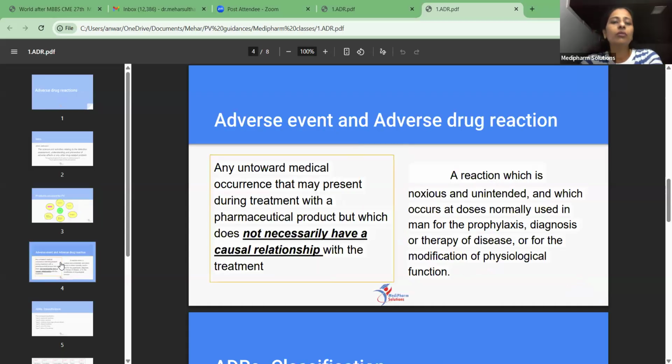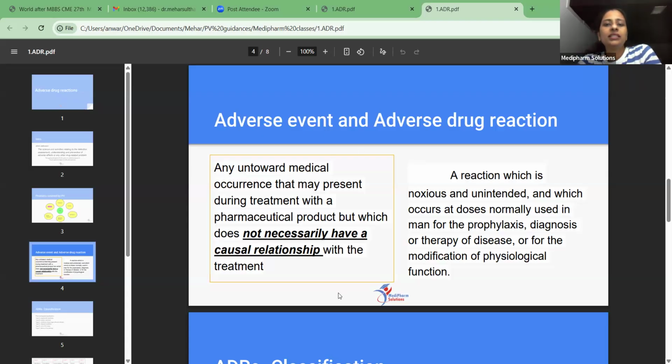Now let's get into proper pharmacovigilance, which is the difference. What is an adverse event and an adverse drug reaction? Definitely you will be asked this question in your interview. They will not ask you to give the definition. You will be assessed based on your understanding. Do you really understand what is an adverse event and what is an adverse drug reaction? You should know the difference between these two.